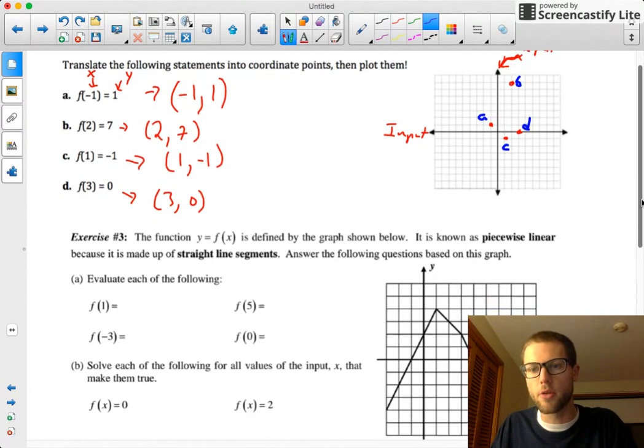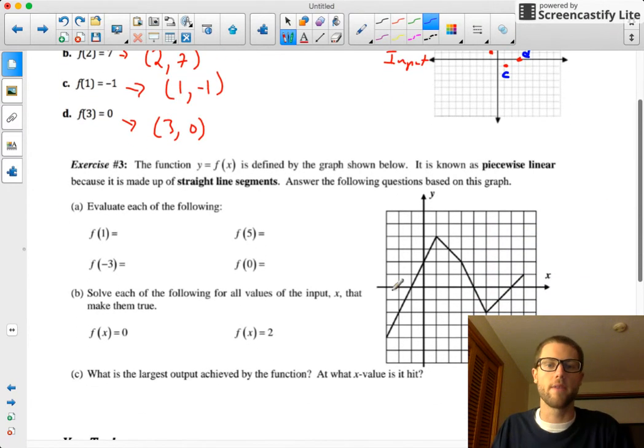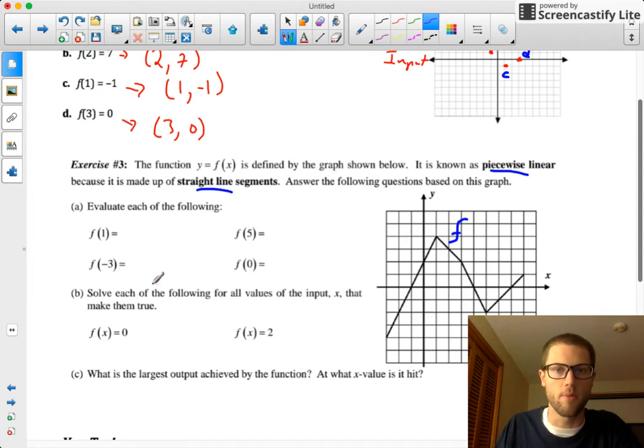In this next example, though, I can go the other way. Here I'm given a graph, and I want to figure out the outputs for the given inputs. If this graph is my function f, it says that this function y equals f of x is this graph below. It's called a piecewise linear function because it's made up of straight line segments. This part you don't have to worry too much about, but what we really want to get after here is figuring out what our outputs are for these given inputs.